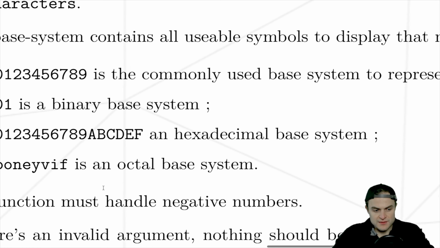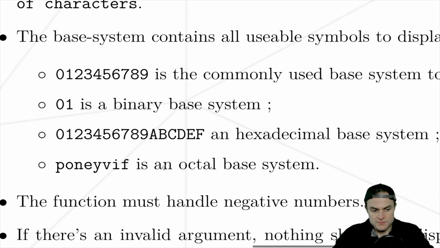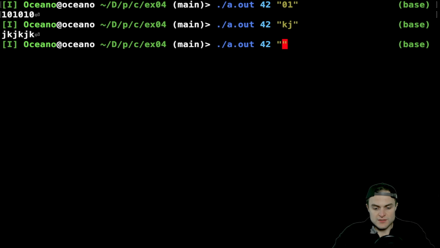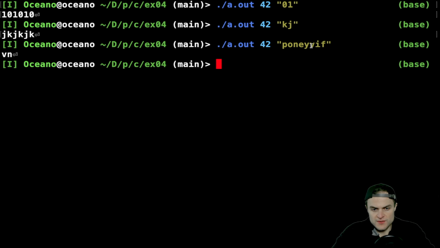Now you can understand this final point. This is an octal-based system with these specific symbols, Poney-Vif. So we can say 42 in the Poney-Vif-based system. Boom, we get Vn. V is the value 5 and n is the value 2, you see? So here we have 2, and then here we have 5 per 8. This is an octal-based system. So 5 per 8, 40, plus 2, 42. You're getting it. Did it click?